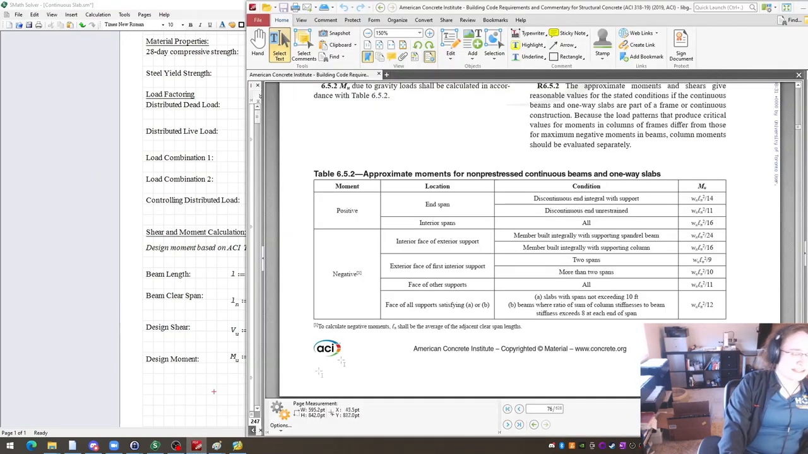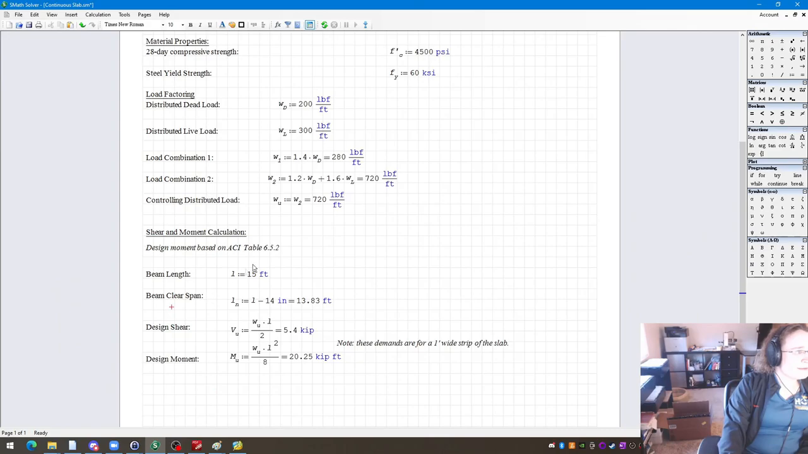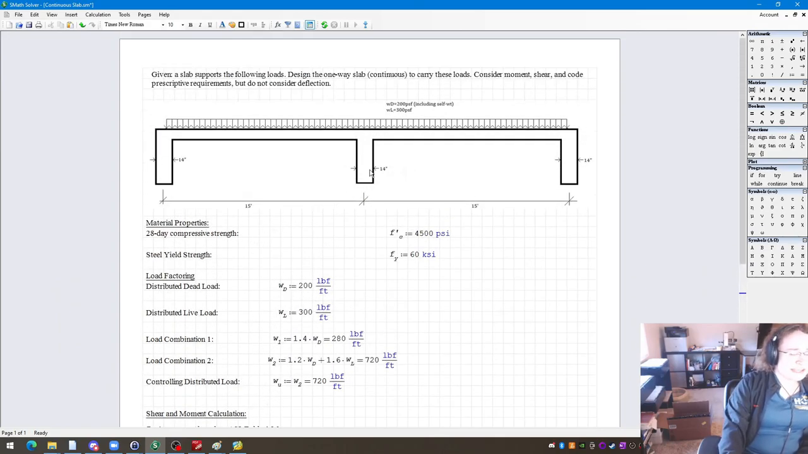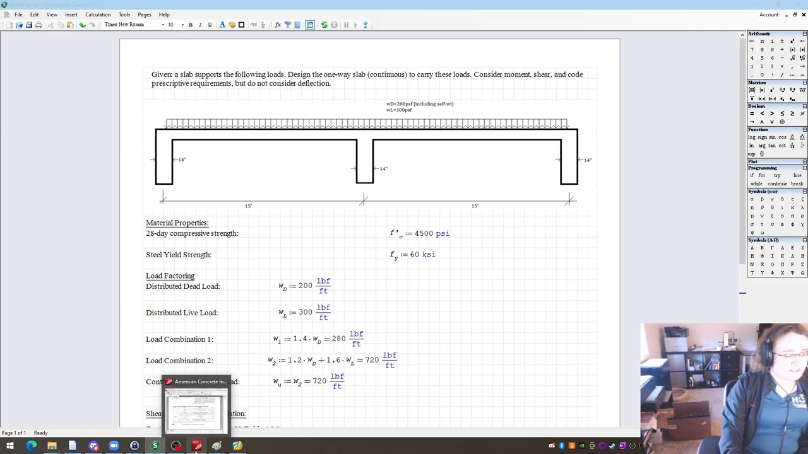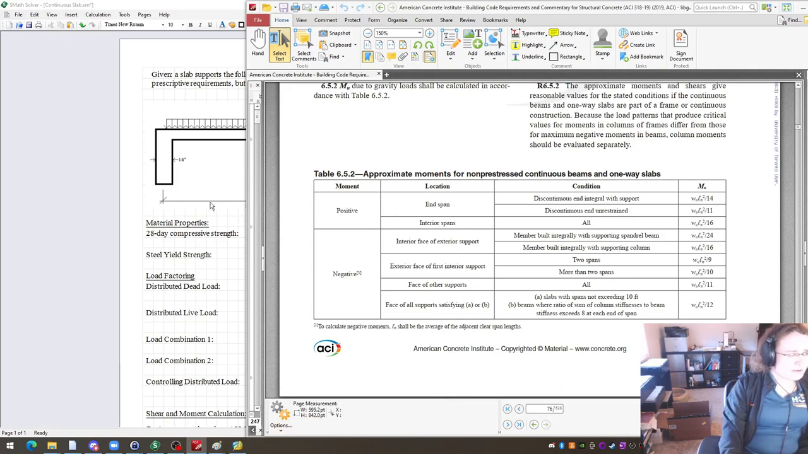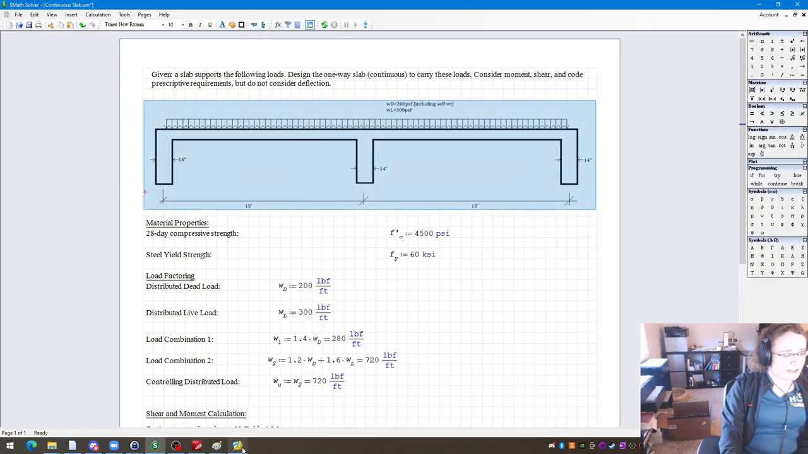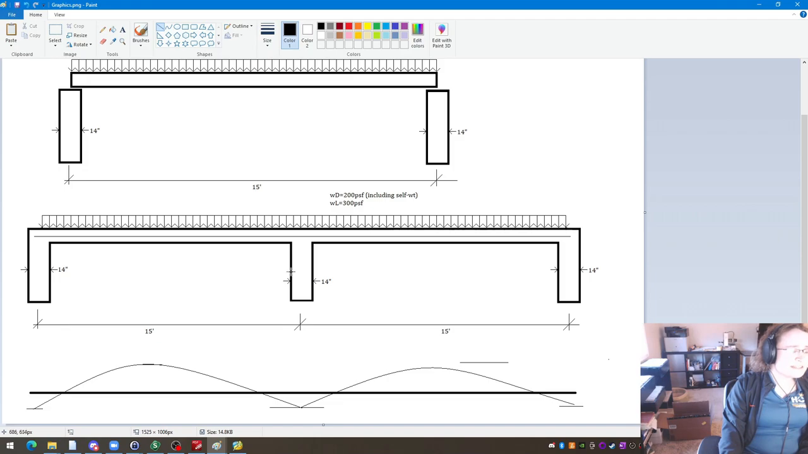Okay, so we need to look at this table. Now, in this diagram here, it looks like we have two end spans. In reality, you rarely have just two spans in a building. Usually you have multiple spans. So when it's referring to end spans versus interior spans, it's not referring to the end location on a span. What it is referring to is something like this.